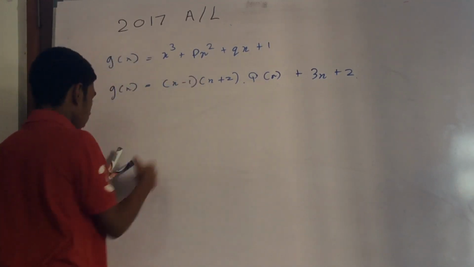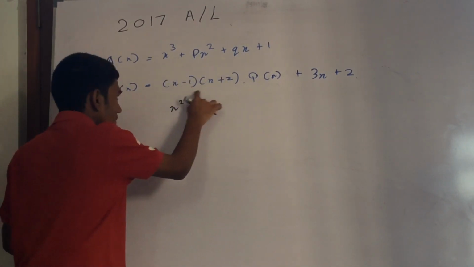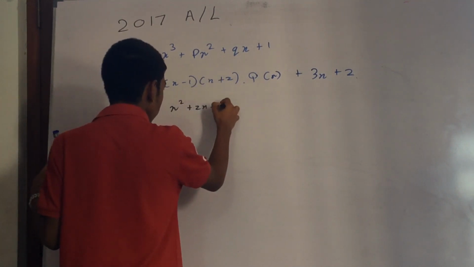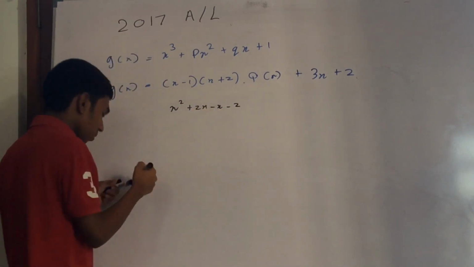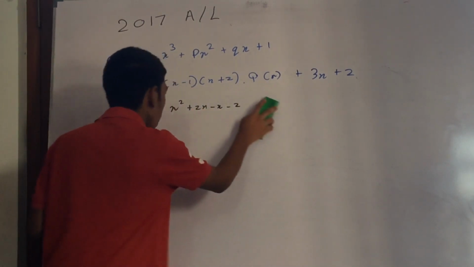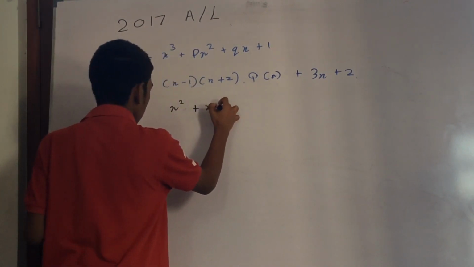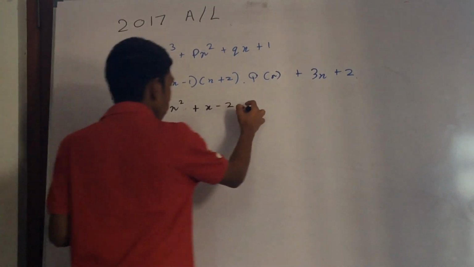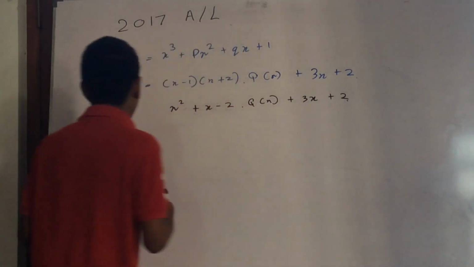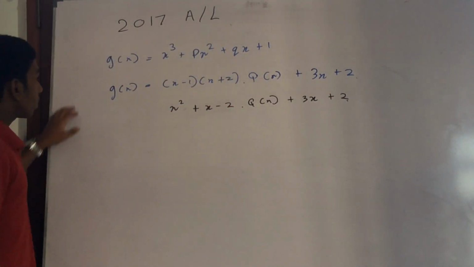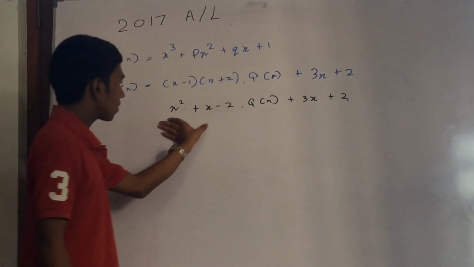So x into x will be x squared, x into plus 2 will be plus 2x, minus 1 into x will be minus x, minus 1 into plus 2 will be minus 2. Plus 2x minus x will be plus x. So it will be x squared plus x minus 2. That is the divisor, into the quotient, which we don't know yet, plus the remainder, which is 3x plus 2. We know the dividend. Here the degree of the dividend is 3, and the degree of the divisor is 2.